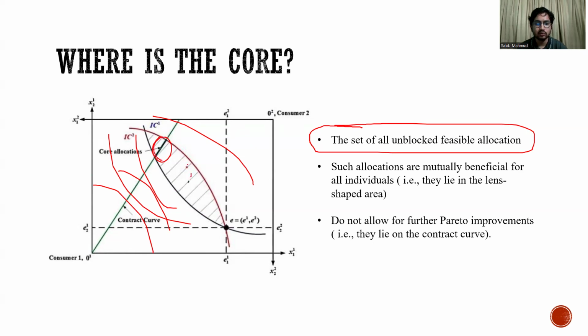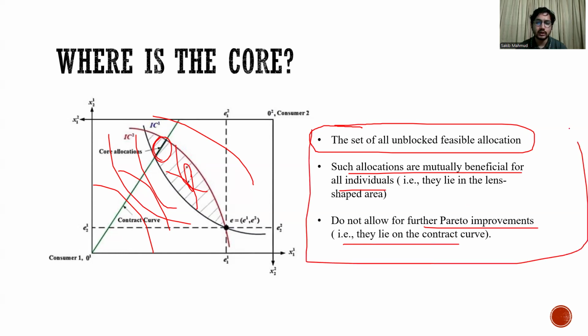Any point inside the lens will not be blocked. Such allocations are mutually beneficial for all individuals as they are becoming better off if they exchange inside the lens. And as the point is on the contract curve, there is no Pareto improvement, so they lie on the contract curve. So the core allocation satisfies all three conditions, and that's the reason why there is a partial equilibrium, and that's why we call it the core. Inside the core, this is the allocation that can happen, and there are numerous points, infinite allocations that could happen. So this is all.